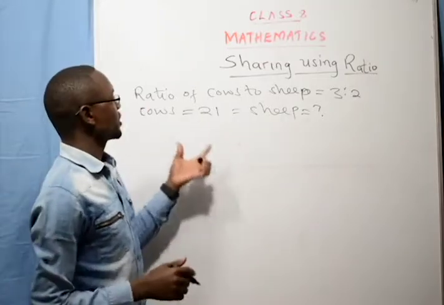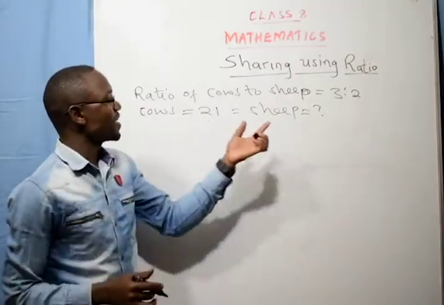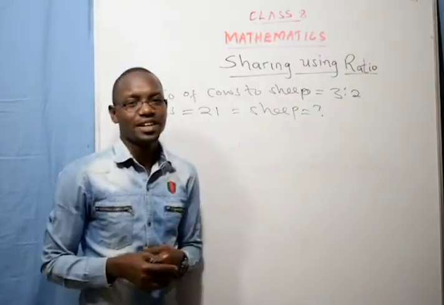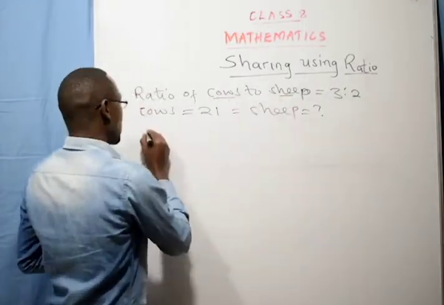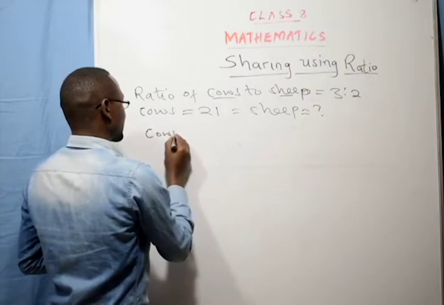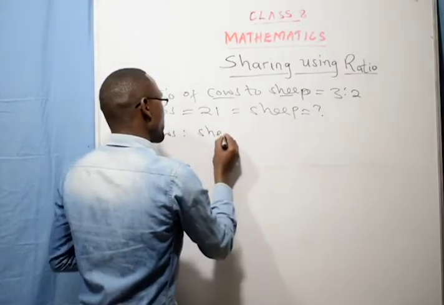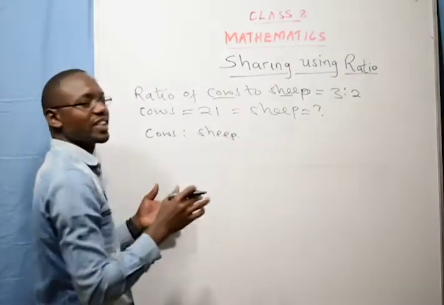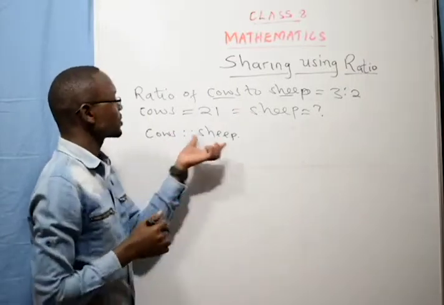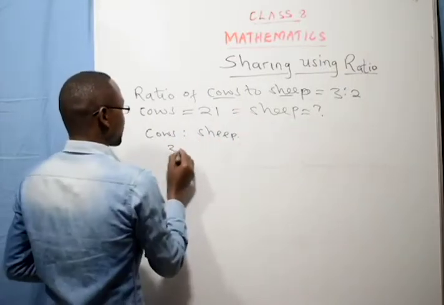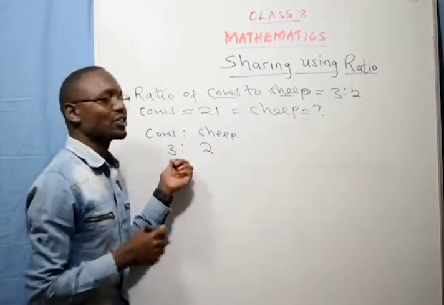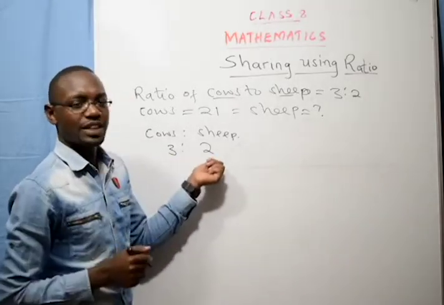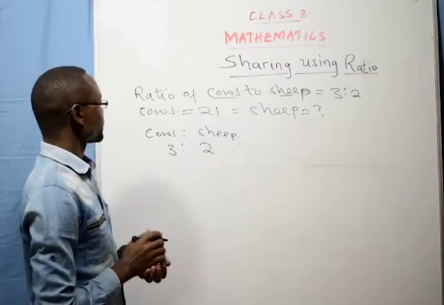So in this question, first we have to identify what the quantities 2 and 3 represent. We are told it is cows to sheep, so we start with cows is to sheep. We have to write that question into statement form. Cows to sheep is 3:2. That means for every 3 cows in that farm, there are 2 sheep. That is what this ratio means.